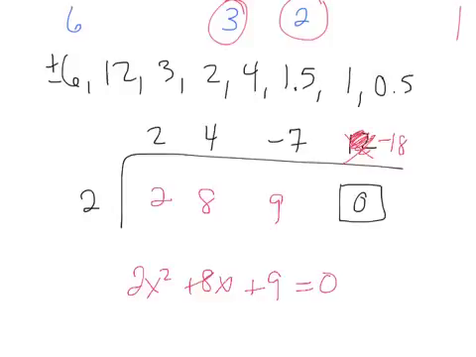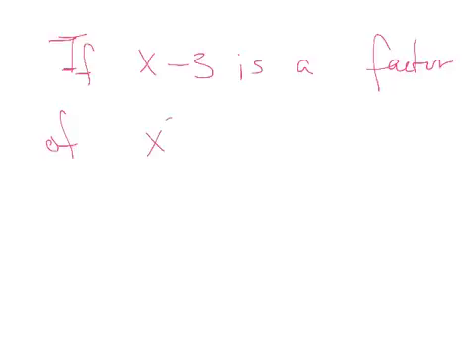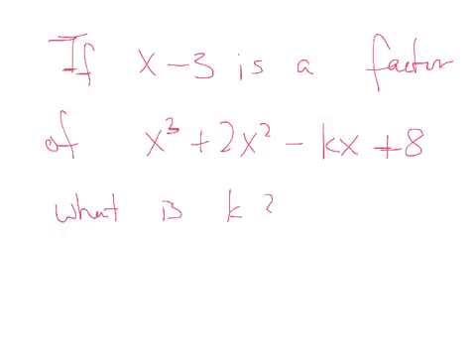If I were to tell you the following, if x minus 3 is a factor of x cubed plus 2x squared minus kx plus 8, what is k? Very difficult question looking at it the first time. Once you do it once, you're like, this is so simple. But you have to come up with the idea of what to do.